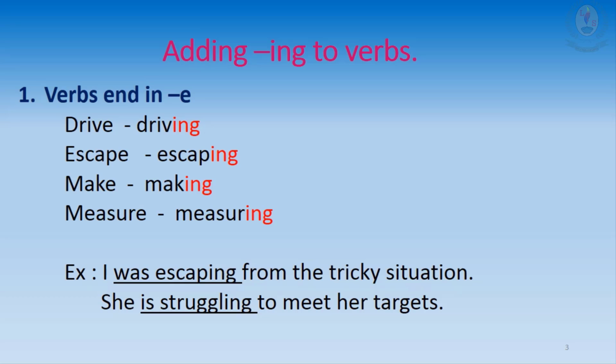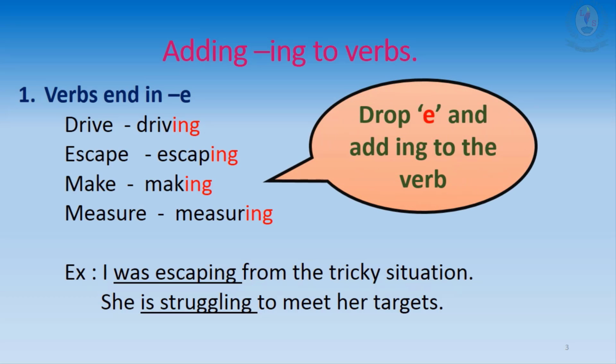The first rule is, when we add ing to the verbs that end in e, we need to drop that letter e and add ing to the verb. Look at the examples: drive, driving; escape, escaping; make, making; measure, measuring.